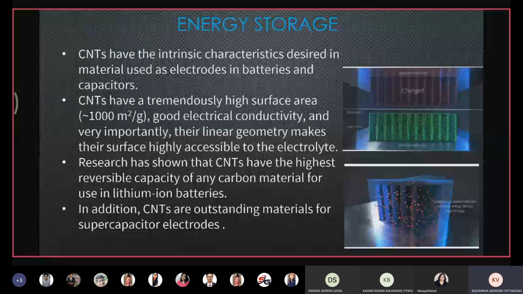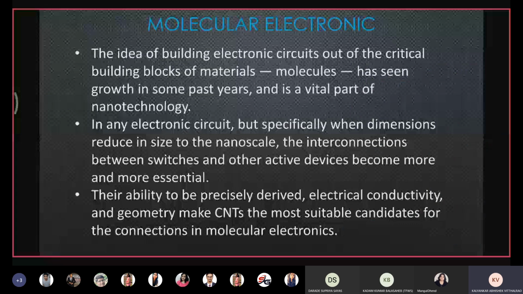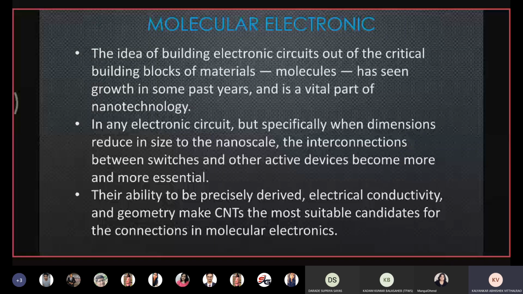Molecular electronics. The idea of building electronic kits out of the critical building blocks of material molecules has seen growth in the past few years and is a vital part of nanotechnology. In any electronic circuit, but especially when dimensions reduce in size to the nanoscale, the interconnection between switches and other active devices becomes more and more essential. Their ability to be precisely derived electrical conductivity and geometry makes carbon nanotubes the most suitable candidate for the connections in molecular electronics. So the carbon nanotubes have a large variety of molecular electronic applications.